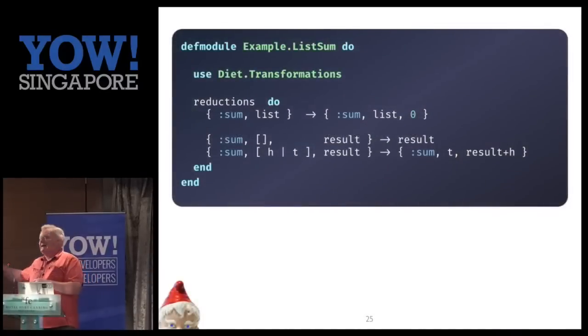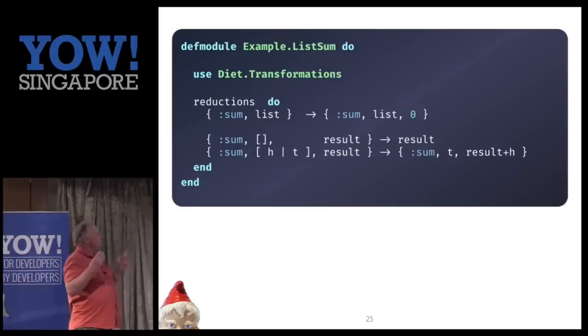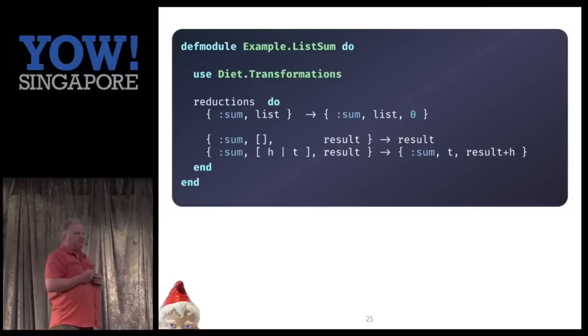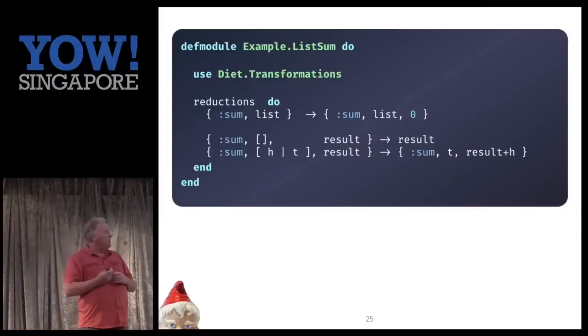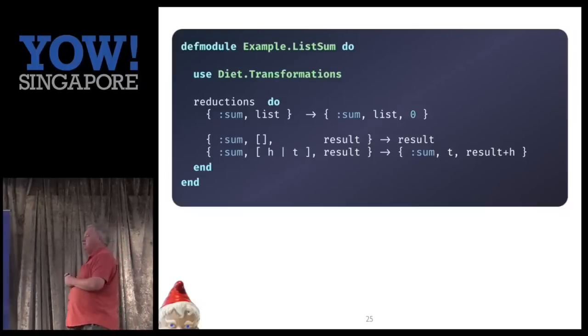Now, ignore the little housekeeping-y stuff. All we really care about is those bottom two lines. What that's saying is that if my input is the atom sum, that's basically a placeholder to say, this is what I want you to do. So if it's the atom sum followed by the empty list and the result so far, then the output from that transformation is going to be the result.